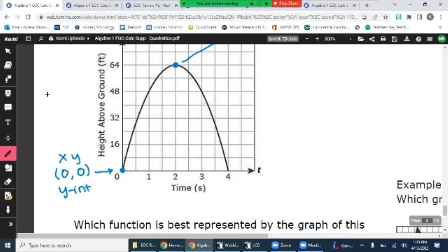You don't have to know it, for those of you that have never been able to figure out what a y-intercept is, but it's good information to know. It makes things go a lot faster, makes your life a lot easier. What's another point? You could use 1, 48. Could use 1, 48. And what else?